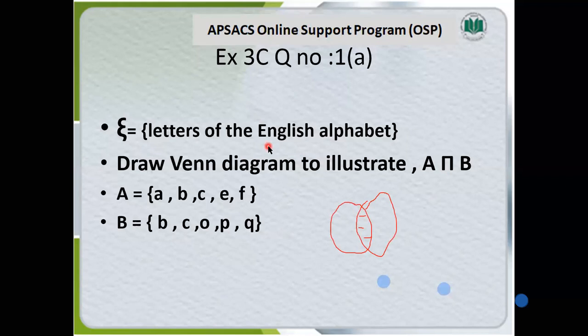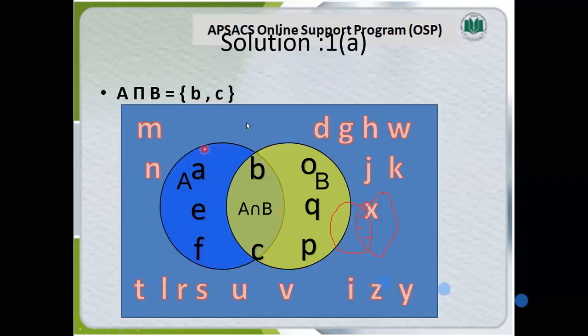Okay. Look here. I have to draw this sum for you. First, I have to write A intersection B. What is A intersection B? We have B and C in common. Look, friends, this blue color circle is representing set A. This yellow color is representing set B. Clear? Now, I have to write all the elements of A. What are the elements? A, E, F, B, and C. All these elements are in set A. Then I have to write all the elements of B. Clear? O, Q, P, B, and C. All these elements are in set B.